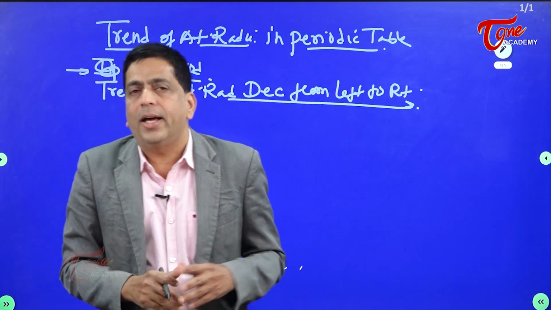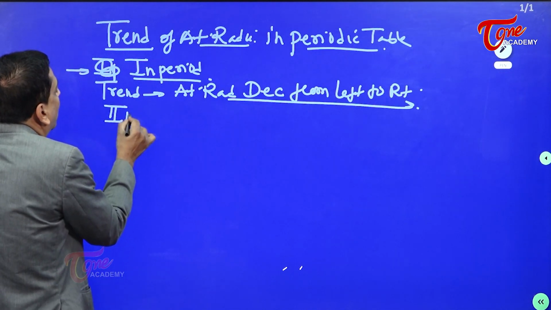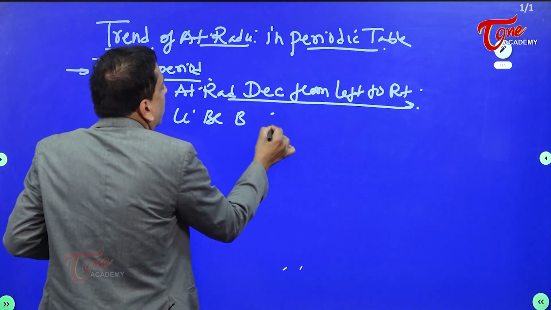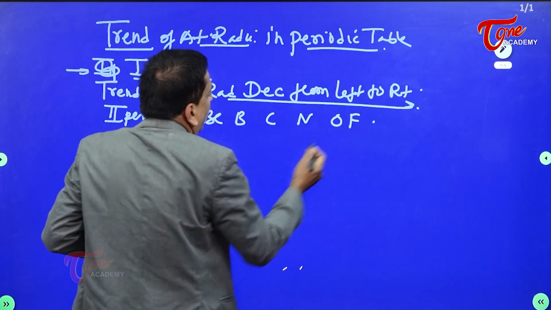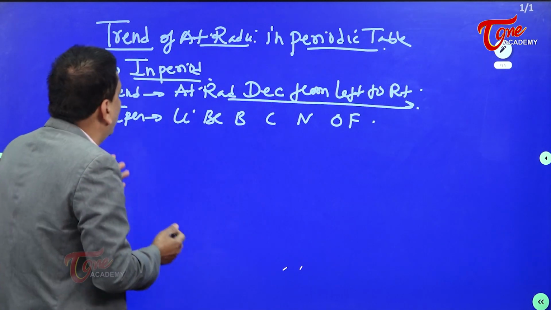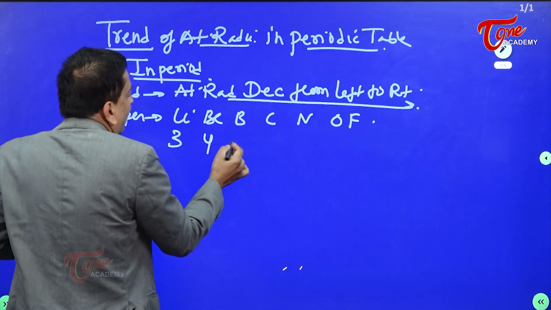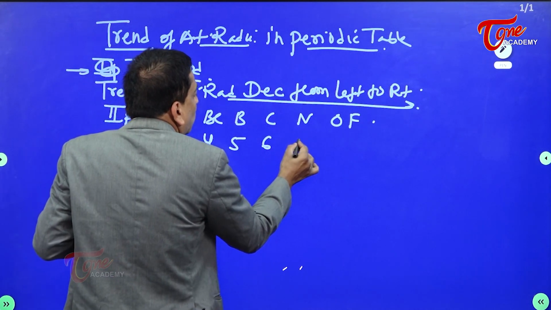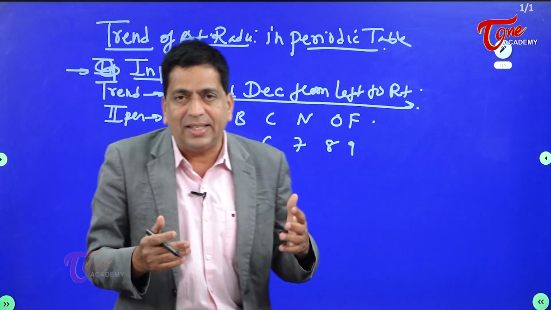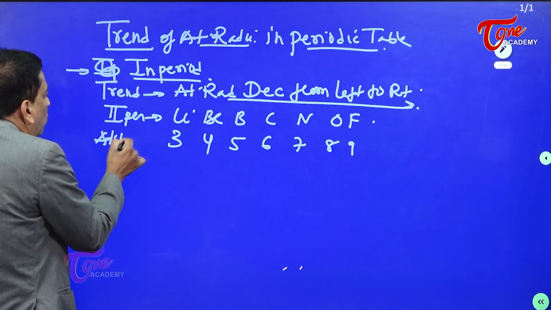Now take the second period and explain this. If you look into the second period, it is lithium, beryllium, boron, carbon, nitrogen, oxygen, fluorine. Those are the second period elements. And the atomic numbers are 3, 4, 5, 6, 7, 8 and 9. You must understand, this is nothing but the atomic number.